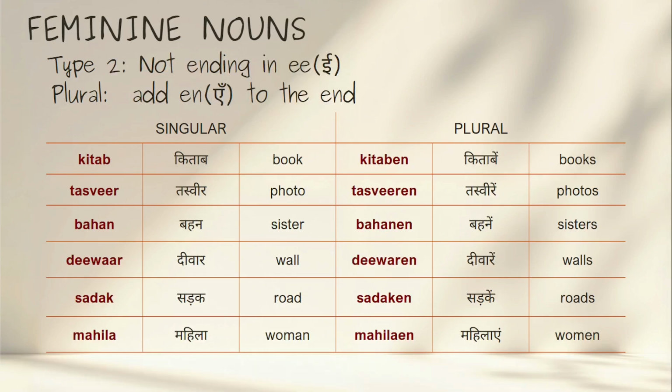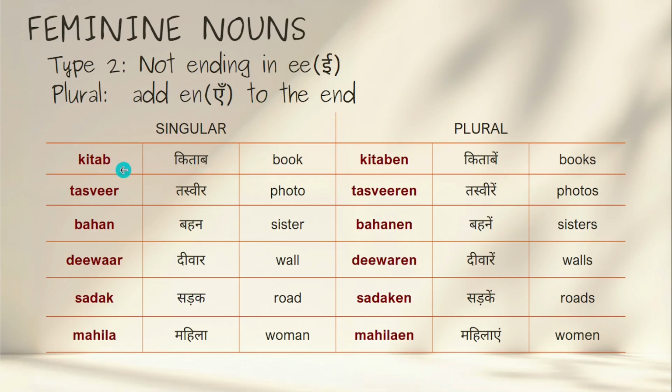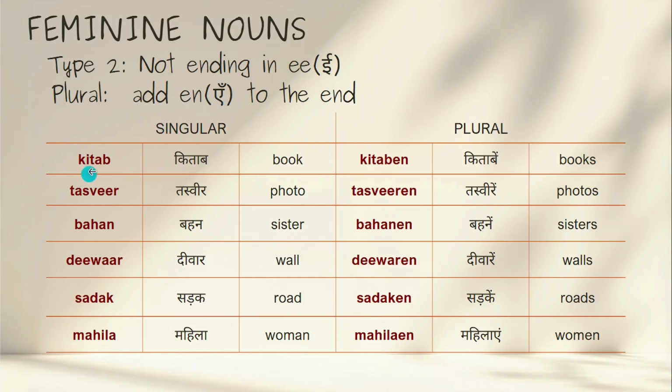Now let's go to the second part. These are the words that don't end in E, and these are again all feminine words. Starting with kitab, which is book. And for plural, for all of these words, we will add an A at the end. So kitab, kitabein, which is books. Tasveer, which is a photograph. Tasveerein is photos or photographs.